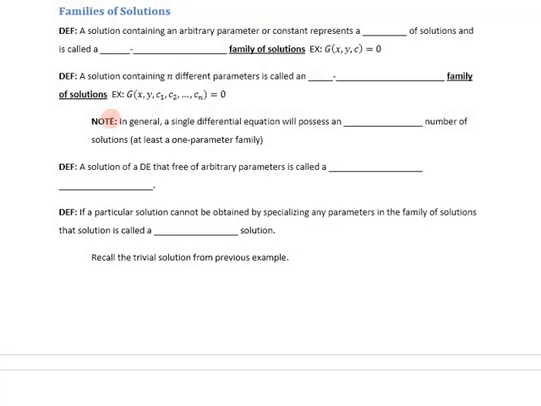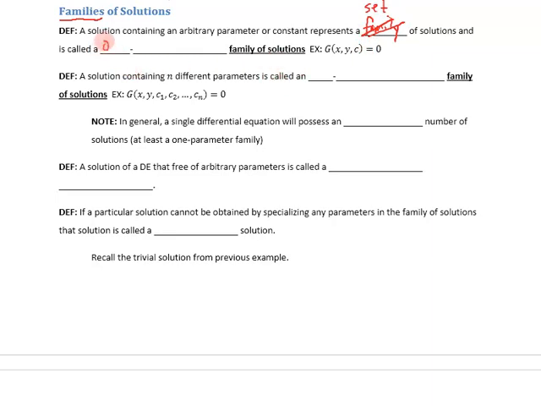Now, one of the things that we just saw is that a particular differential equation can actually have more than one solution. One of those solutions was the less interesting case of the trivial solution, but sometimes you can have multiple interesting or non-trivial solutions. In fact, you can have whole families of solutions, and that comes in when you have parameters that show up in your solutions. So a solution containing an arbitrary parameter or constant represents a family of solutions, or we might even call it a set of solutions.